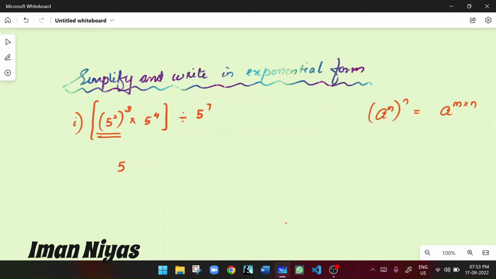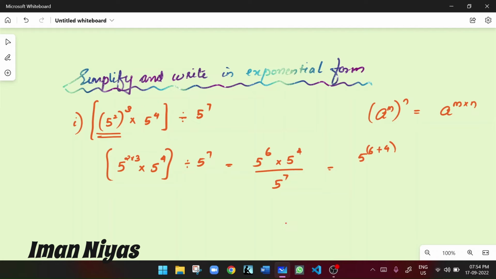2 3s are 6. So I'm going to write it as 5 raised to 2 into 3, multiplied with 5 raised to 4. Then you should divide it with 5 raised to 7. Let me write that directly as 5 raised to 6 multiplied with 5 raised to 4, divided by 5 raised to 7. I'm writing it in the divided form itself so you can make it more clear. So this is 5 raised to 6 plus 4.